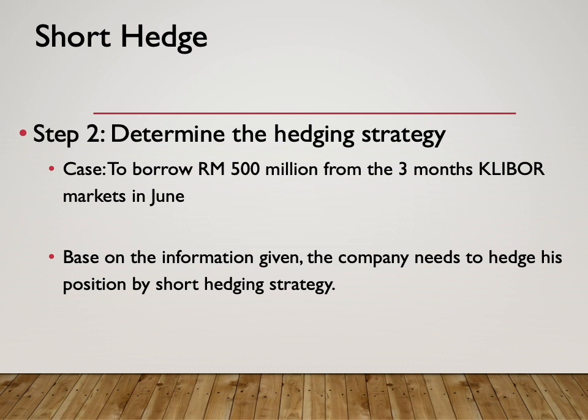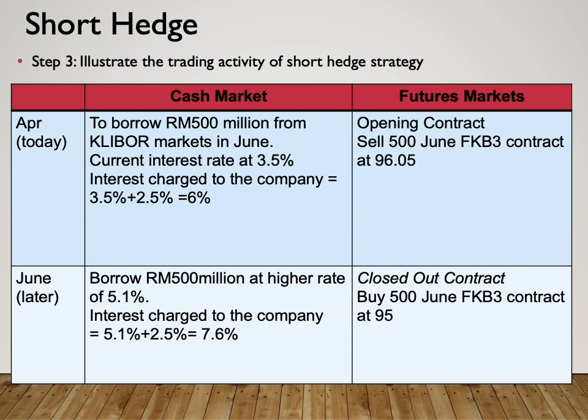Step number 3, you need to prepare your hedging table. In the hedging table, we have 2 columns, cash market and futures market. In the cash market today, which is April, you plan to borrow 500 million from the CLIBOR market in June. The current interest rate is 3.5%, but your company needs to pay an additional interest charge of 2.5%. So if your company borrowed today in April, you would pay 6%. But your company plans to borrow in June.